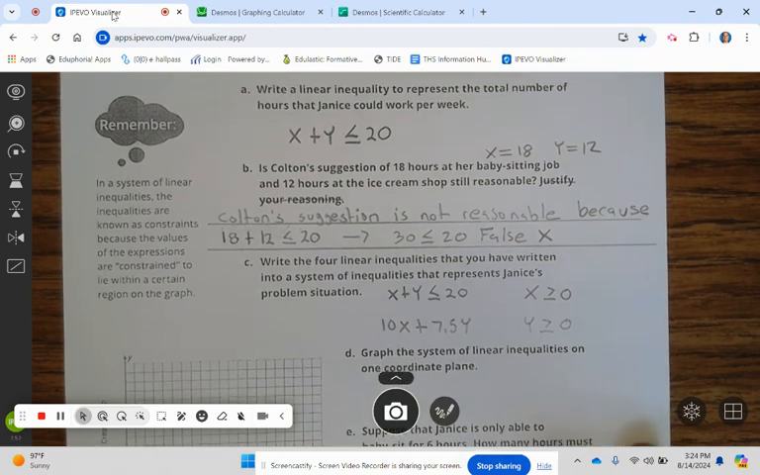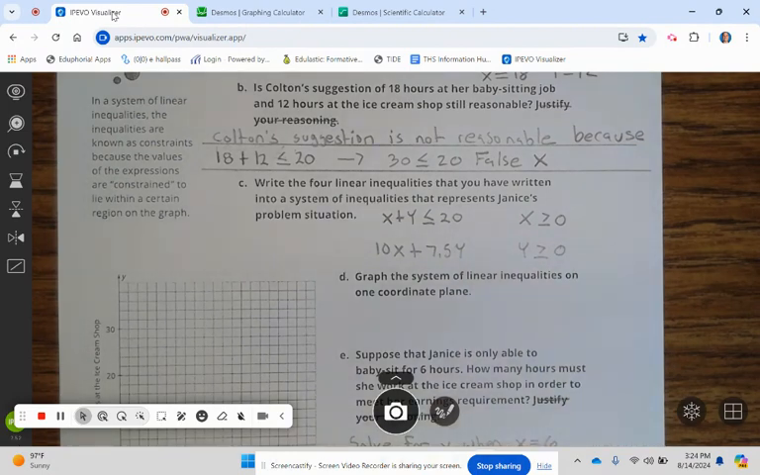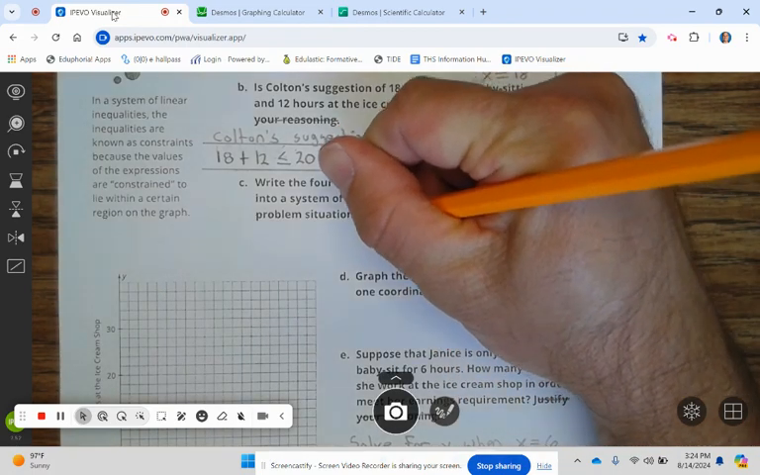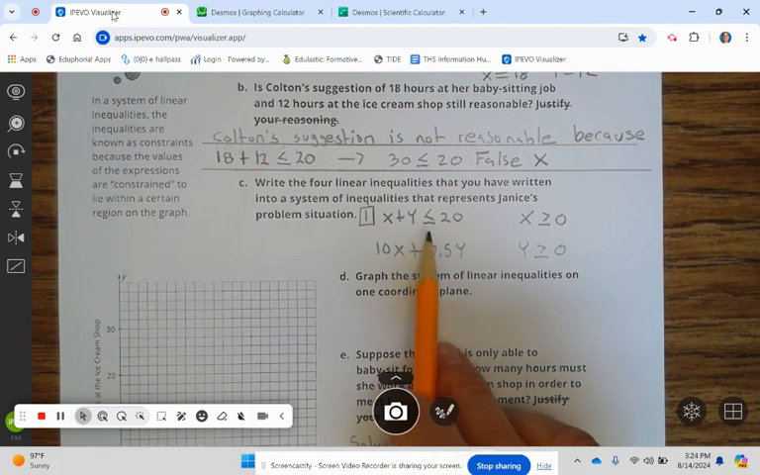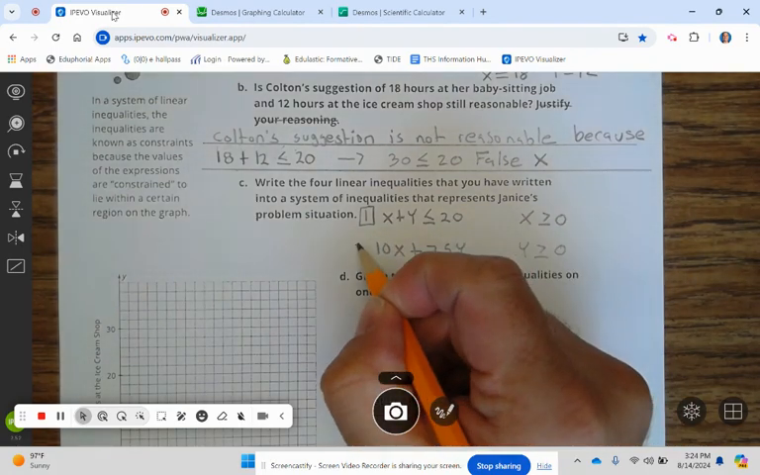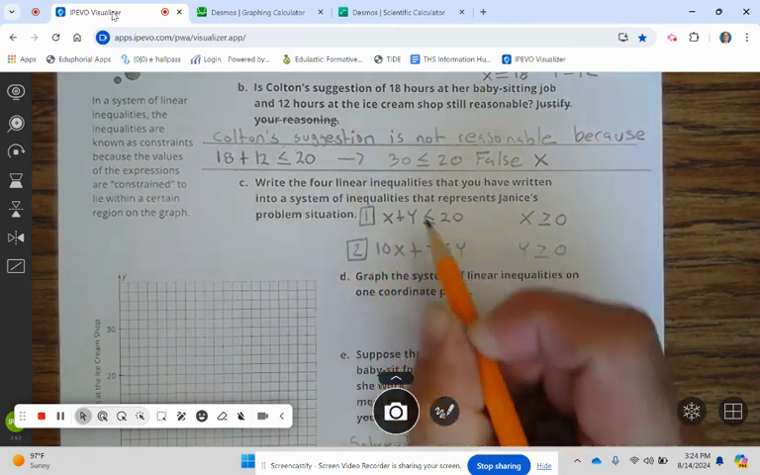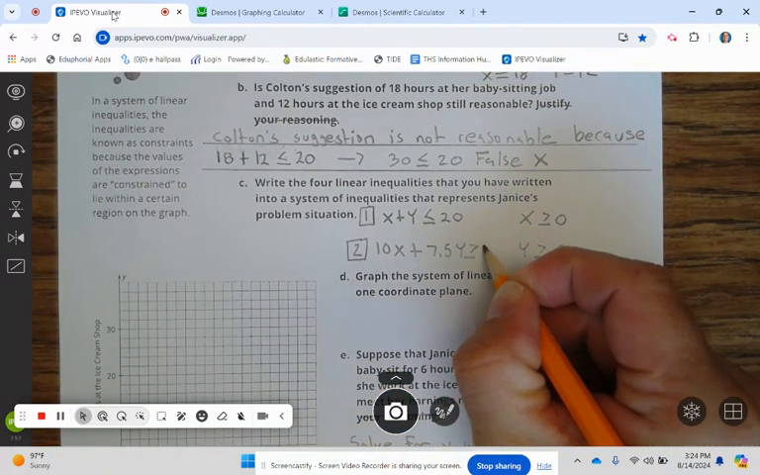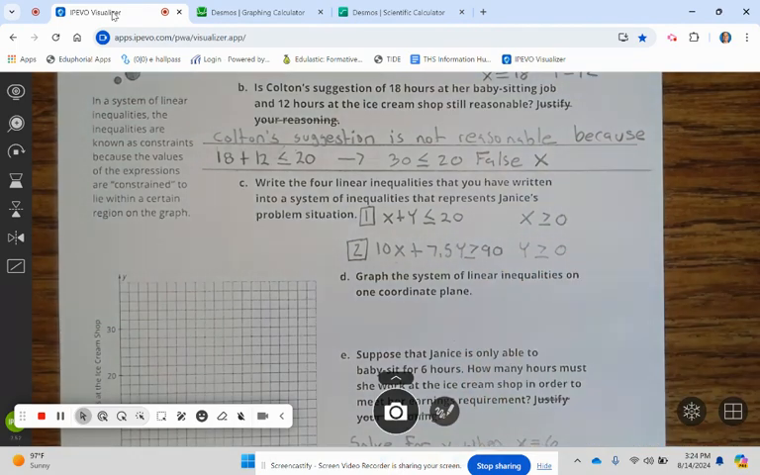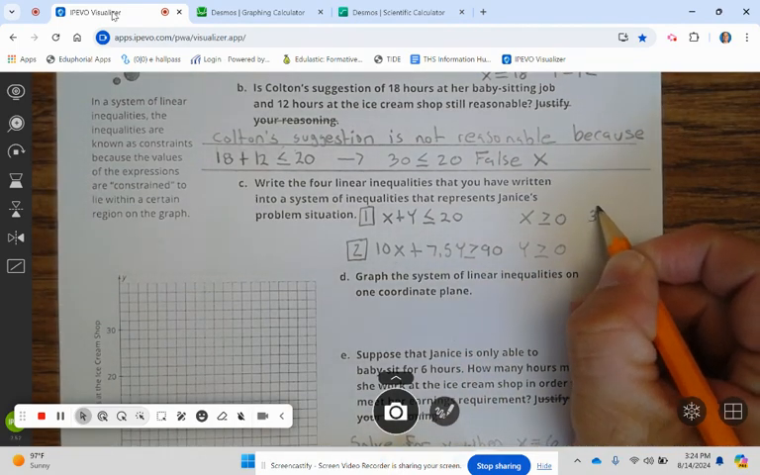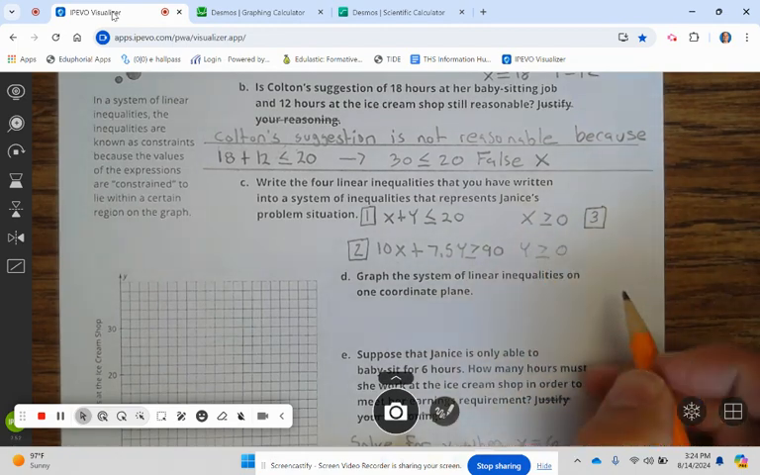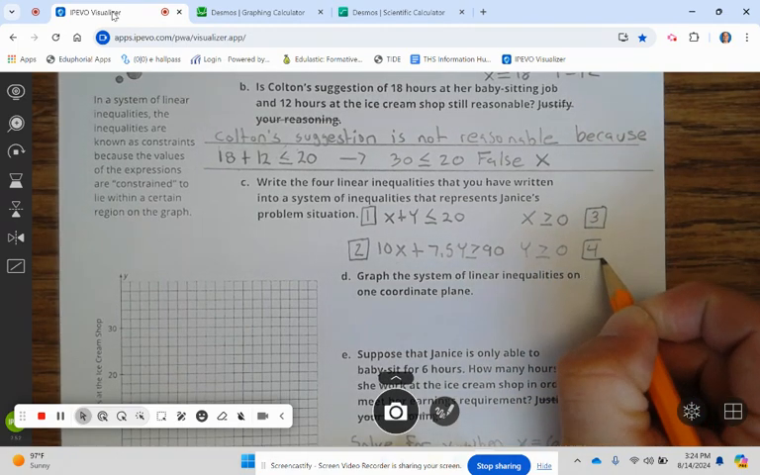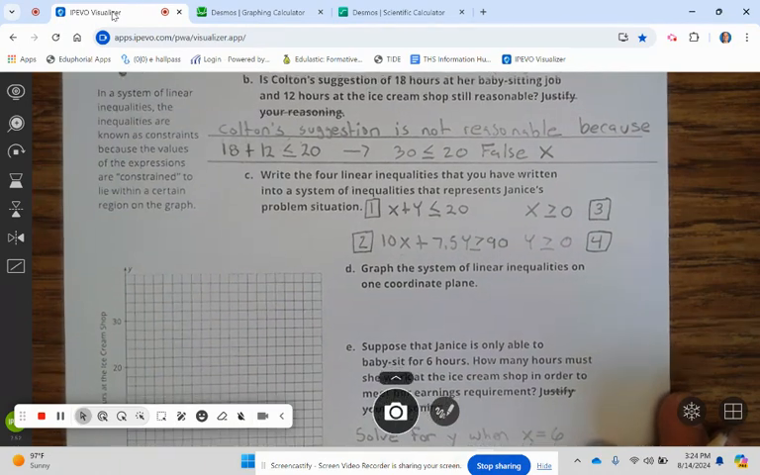All right, let's take a look at C. Write the four linear inequalities that you have written into a system of inequalities that represent Janice's problem. So inequality number 1 is x plus y less than or equal to 20. Our inequality number 2 is 10x plus 7.5y greater than or equal to 90. Our inequality 3 is x greater than or equal to 0, and our inequality 4 is y greater than or equal to 0. Okay?